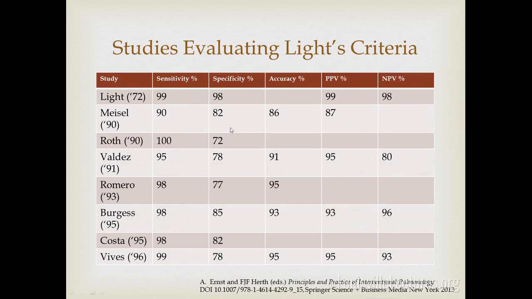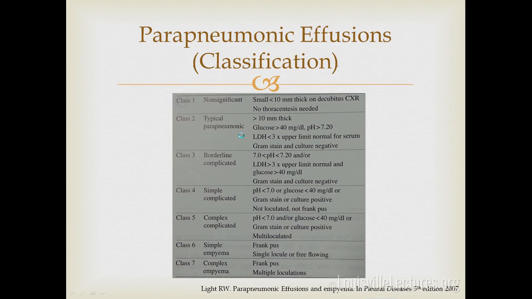Because Dr. Light's criteria has stood the test of time, he took the liberty to come up with his own classification of parapneumonic effusions, which you can see is pretty cumbersome. From class 1 to class 7, going from non-significant to typical to borderline to simple, complex, simple empyema, complex empyema. All these take into account 3 or 4 main features of the effusion: how much the effusion is on X-ray, what the pH is, what the glucose is, what the LDH is, and what the culture result is. Different permutations of all these factors will give you one of these categories.